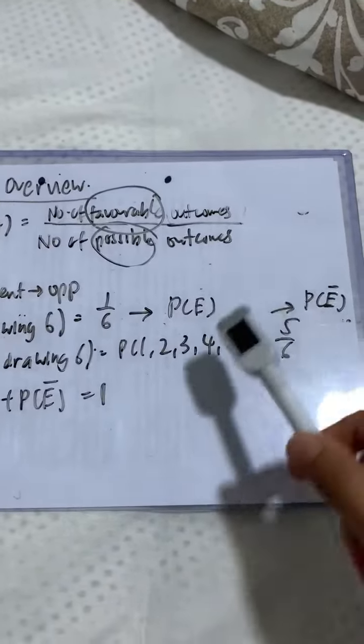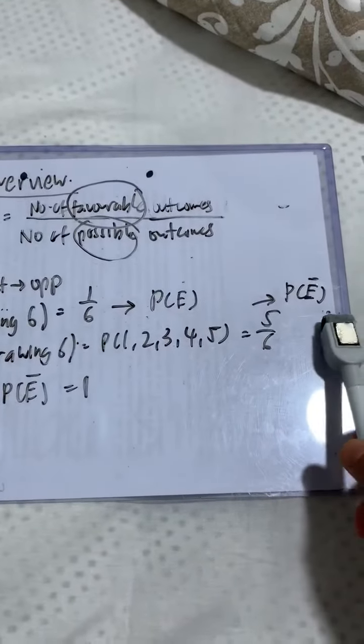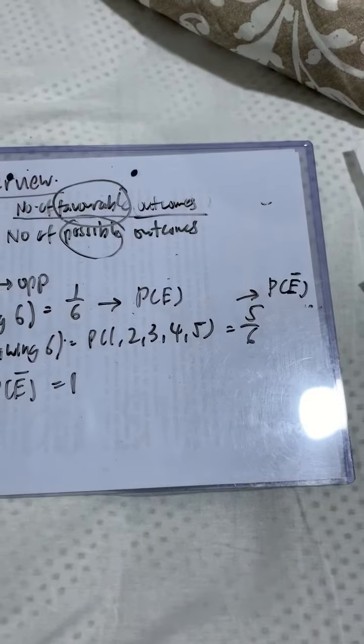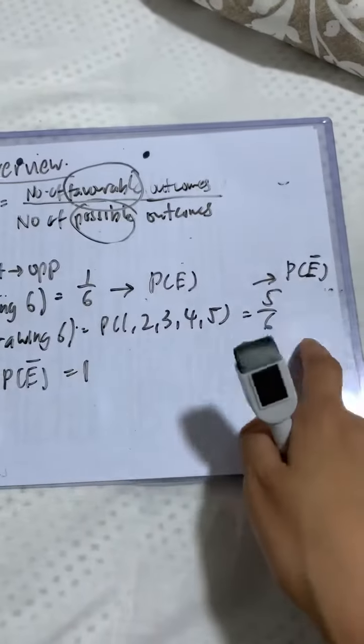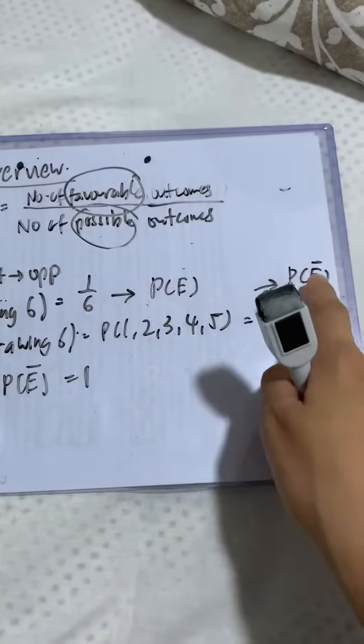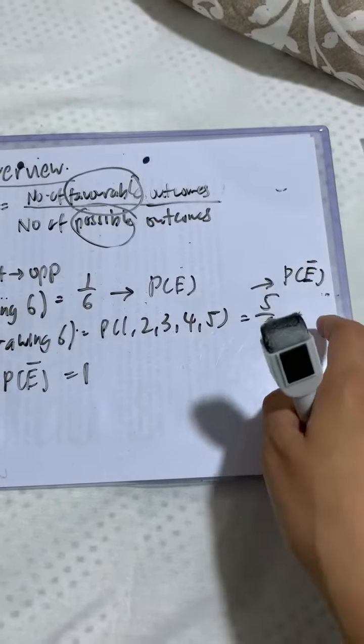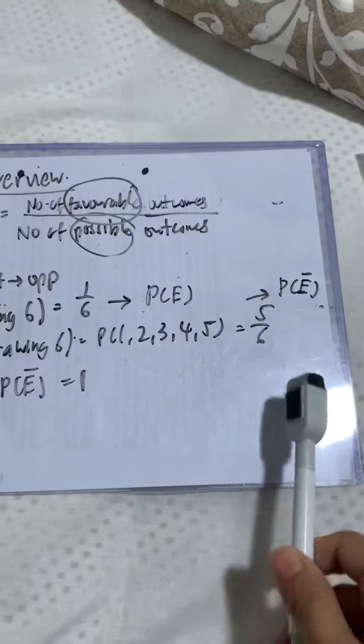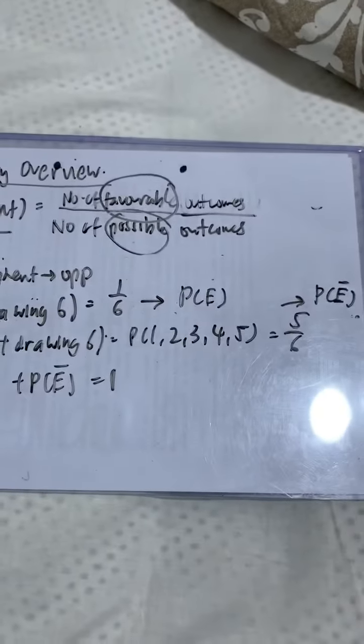Okay, now I'm just going to put P of E complement, meaning to say that it is actually the opposite of the event E. That means you're not getting 6. So I'll draw a dash on top. That means it is the case where it's the opposite of E. So how are they related? If you look at it, 5/6 plus 1/6 actually equals 1.